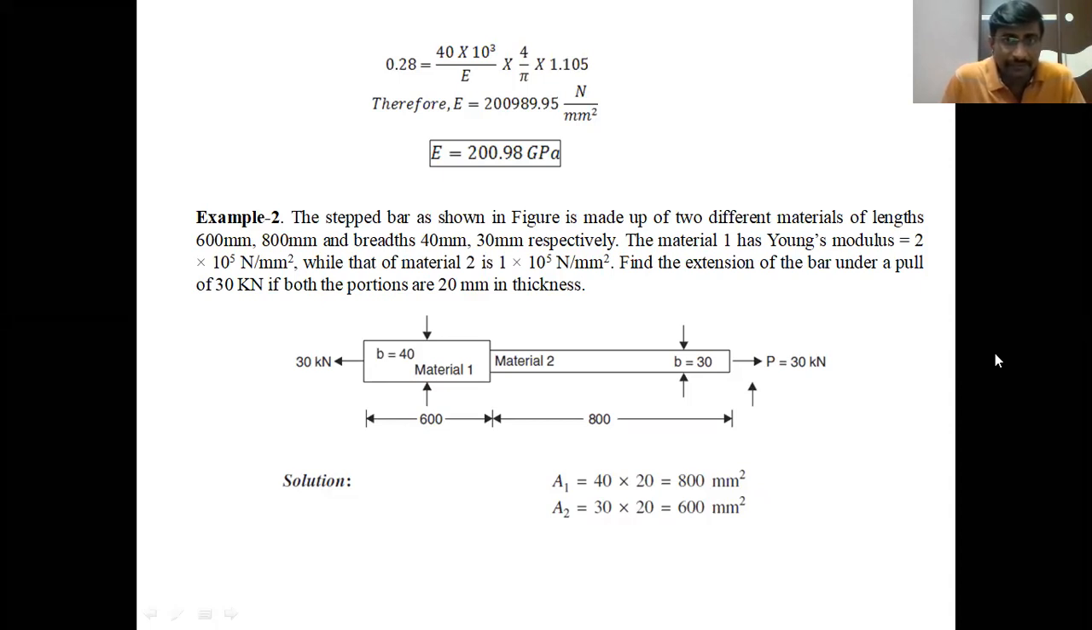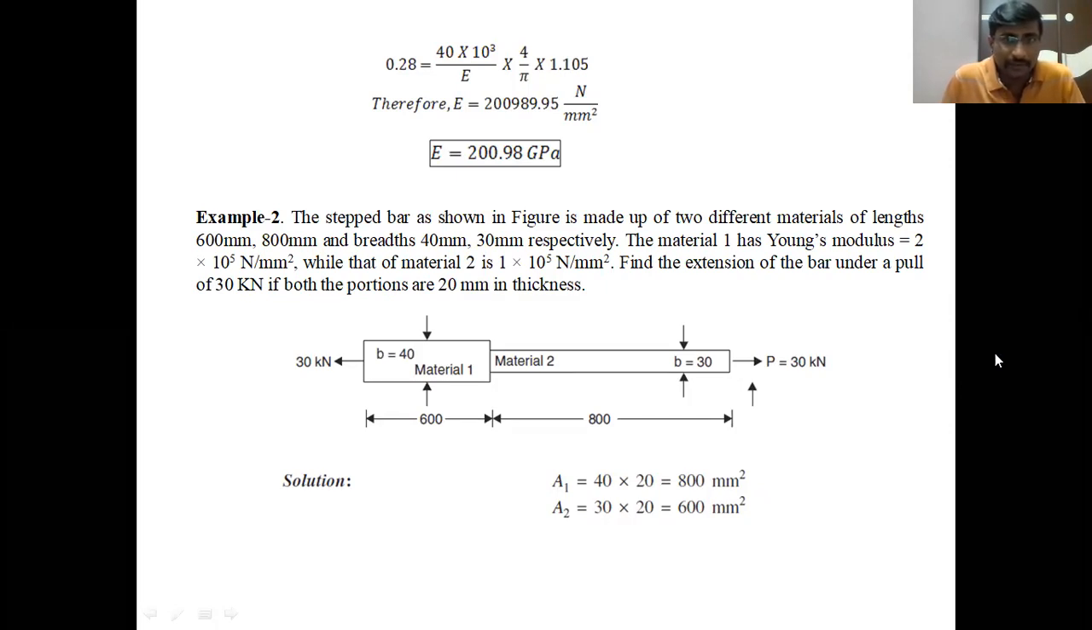In the previous class, we discussed the elongation of bars with varying cross sections, and one problem was also solved. Today, the remaining problems we are going to discuss. Second problem, that is example 2, now we are going to discuss.